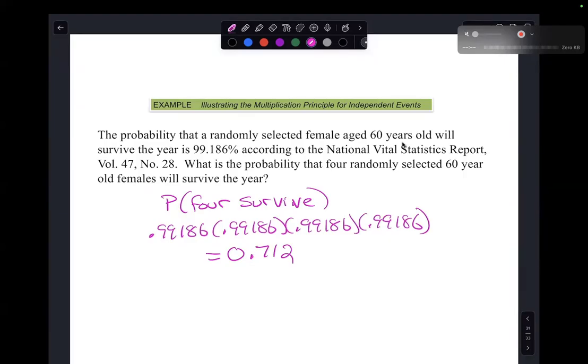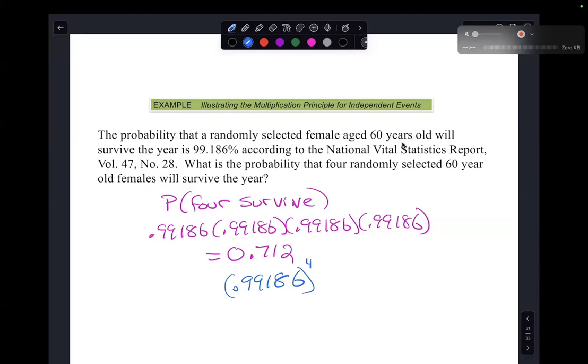How'd we do? So there's about a 71% chance that all four women will survive the year. Now, you may have thought about this, and I'm going to say it before you ask me because I know that one of you has this in your brain to ask me, yes, you can do this. To the fourth power. Absolutely. Absolutely do 0.99186 to the fourth power.